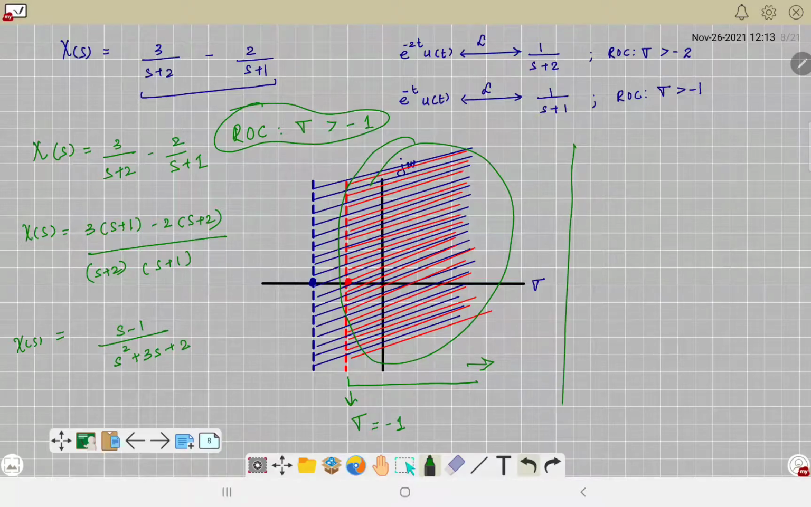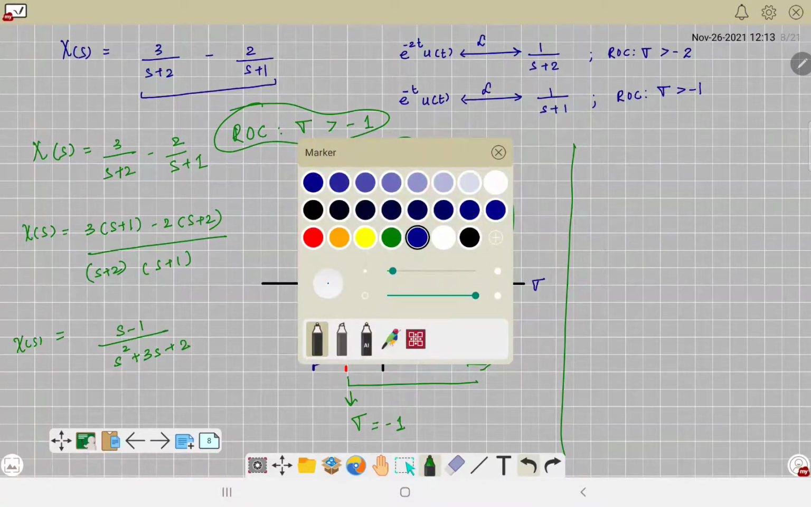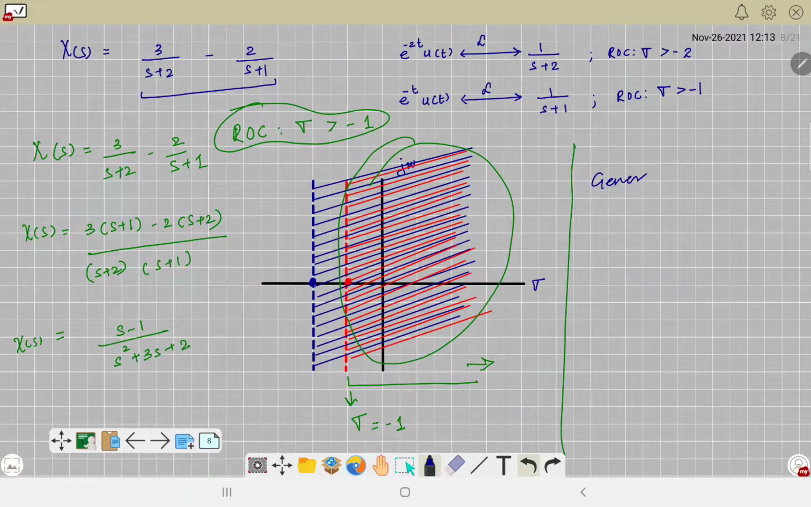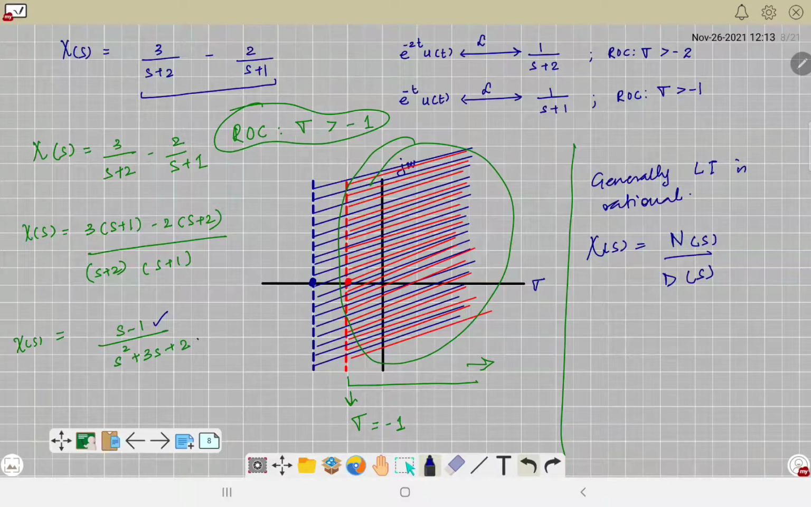Now this means, although we did it through an example, I can generalize here that generally speaking the Laplace transform is a rational function. It means your X of s will have a numerator polynomial N of s, as here, and a denominator polynomial D of s, as here. Now you may already know that the roots of the numerator polynomial we call zeros, because those values of s make X of s become zero. That's why we call them zeros.